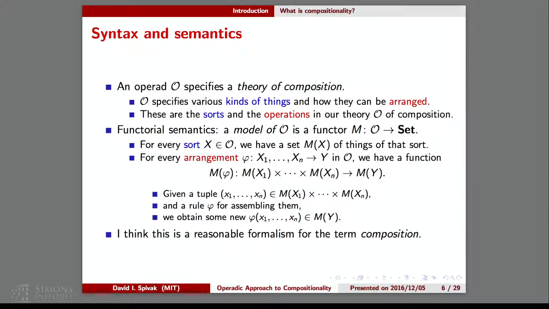Functorial semantics is that a model of this operad is a functor from O to set, or, as Gordon said, to anything else. Sometimes I like to send them to set or to cat, but some semantic space where they have a lot of freedom. So to every sort in your operad, for every type of thing, you have all the things of that sort. That's the set that an object goes to. And for every arrangement in your operad, you have a function that takes a thing of sort 1 and a thing of sort 2 and a thing of sort n and produces a thing of sort y according to that arrangement. And that's just a functor from O to set. So given a tuple of things and a rule for assembling them, you obtain a new thing. And this is what I mean by composition, and I think it's a very standard way of saying what composition is. I just wanted to say it as explicitly as possible.